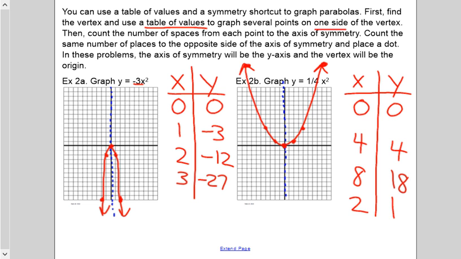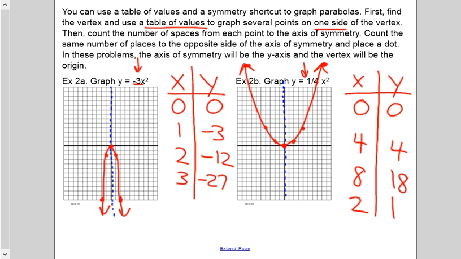Next topic. Let me back up a second. On this graph, you notice a few things. If you look at example 2a, this letter A, the number in the A spot, is negative. Negative means that your graph is N-shaped. It opens on the bottom. Over here in example 2b, the number that's in the A place is positive. Positive means that your graph is U-shaped. It opens up.